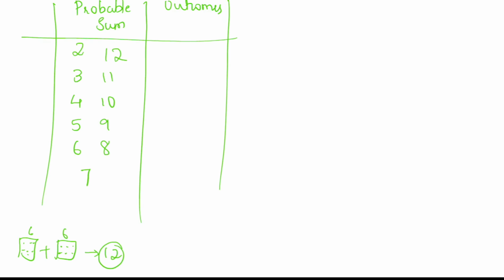And how many times will we get 2? The number of ways of getting a sum of 2: if it is 1 and 1, we get 2. Can we get it any other way? No. And for 12, how many possibilities? When both dice have 6. Any other possibility? No. That means 2 I can get only 1 time and 12 also only 1 time. So the outcome is 1.